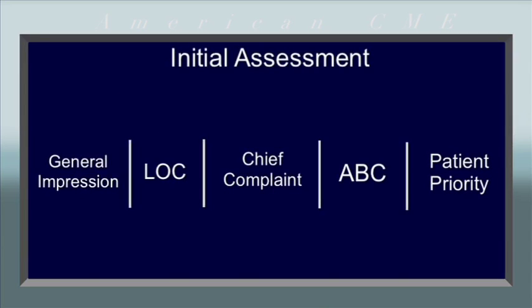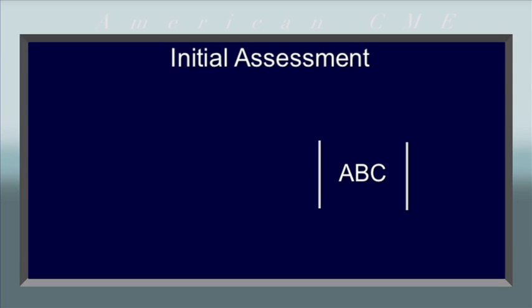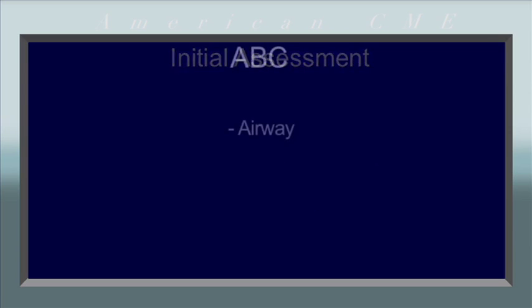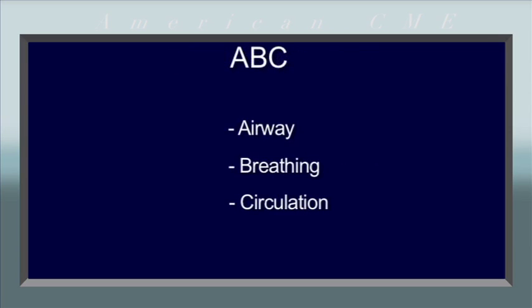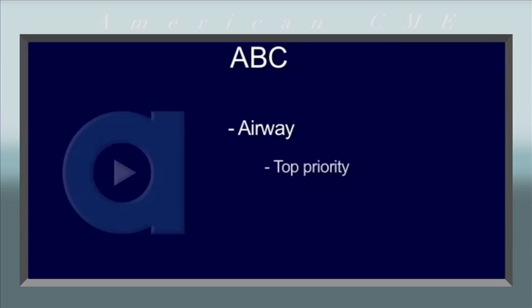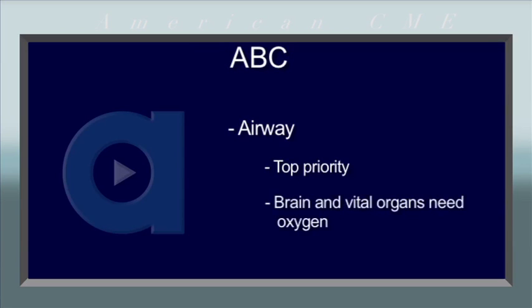As we stated earlier in this section, the initial assessment is designed to detect immediate life threats. When performing the initial assessment, we organize initial care priorities by using the acronym ABC, which stands for airway, breathing, and circulation. The patient's airway is our first priority because if it is compromised, it can become immediately life-threatening due to the brain's need for a constant supply of oxygen. Without oxygen, brain cells will begin to die within minutes, so this step is crucial during the initial assessment.